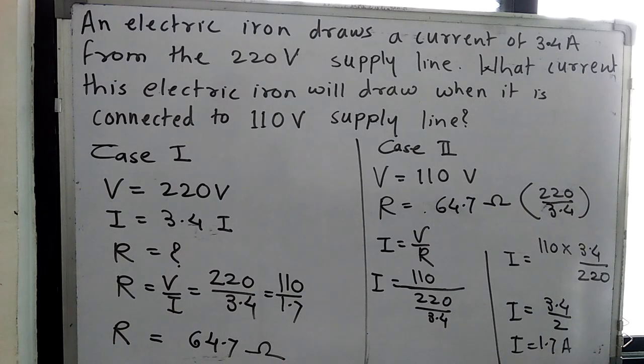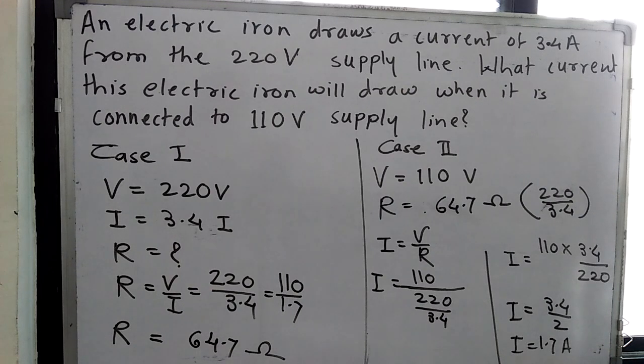Now if we change the voltage supply, the 220 volt supply, and we connect the same electric iron to the 110 volt supply line, how much current will it draw? Meaning, when we connect the electric iron to the 220 volt supply, the current it draws is 3.4. Now if it is connected to 110 volt supply, how much current will it draw?